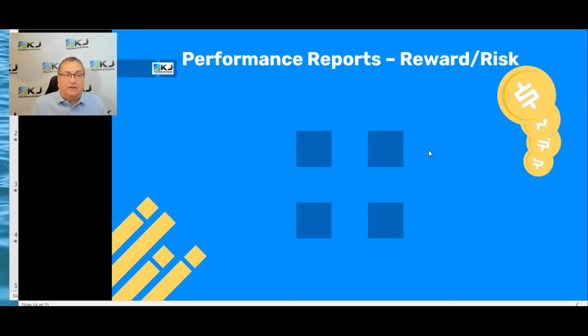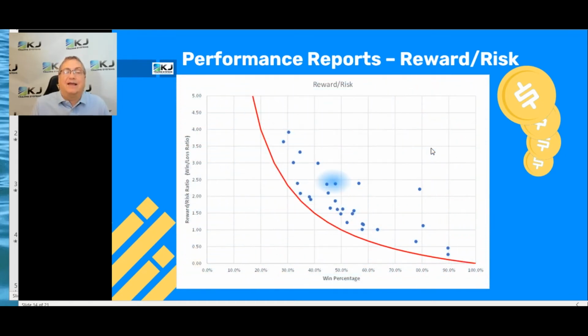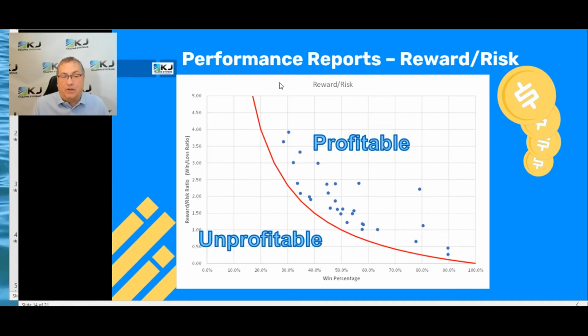You know, one of the things that a lot of people talk about is reward to risk. And they say things like, oh, you must have a reward to risk of 3 to 1 or 5 to 1. It's all BS. It doesn't matter what your reward to risk is except for a certain profitability, percent profitable. And what I mean by that is take a look at that red curve.